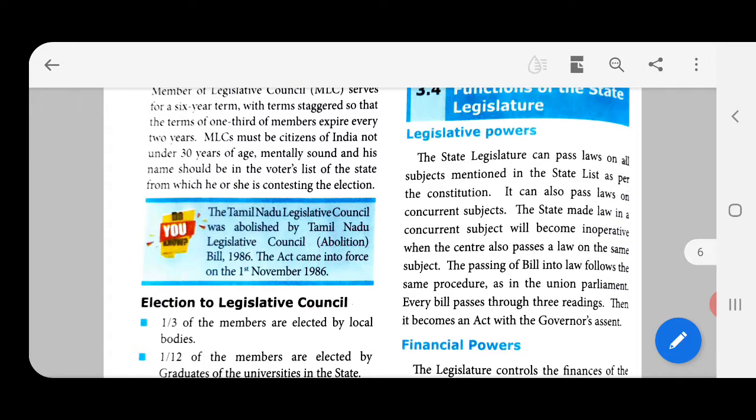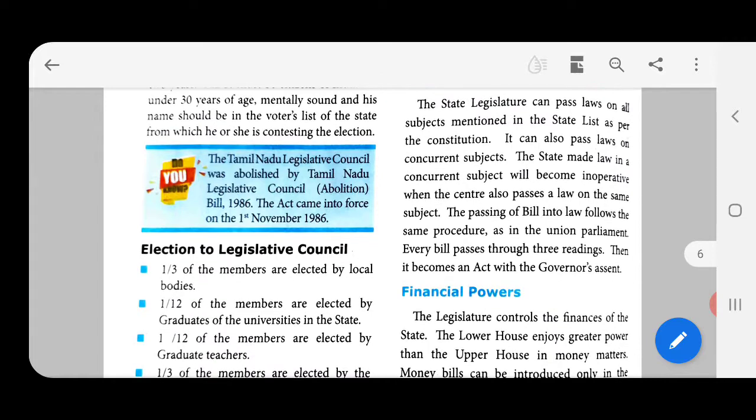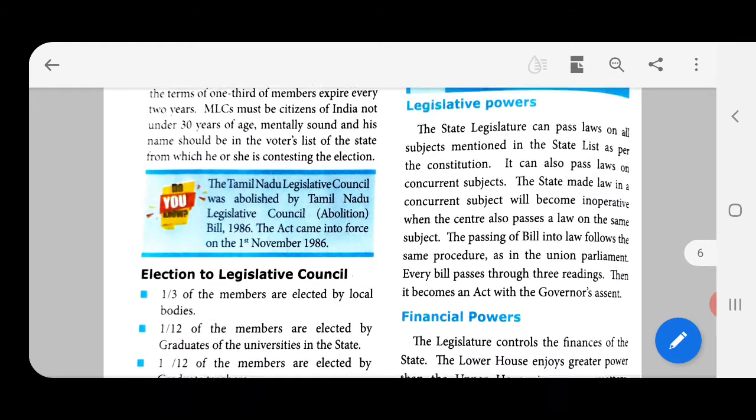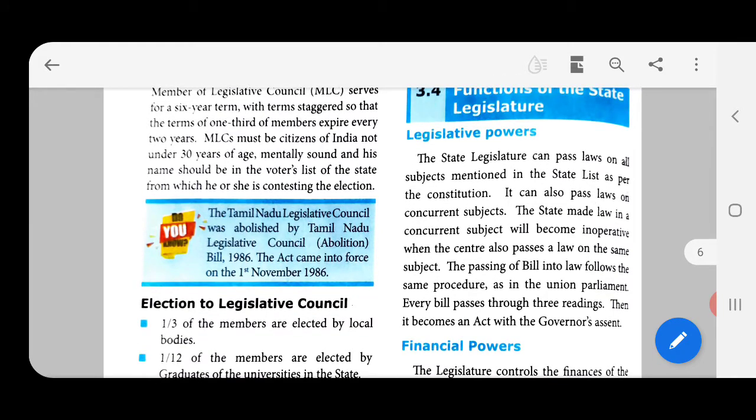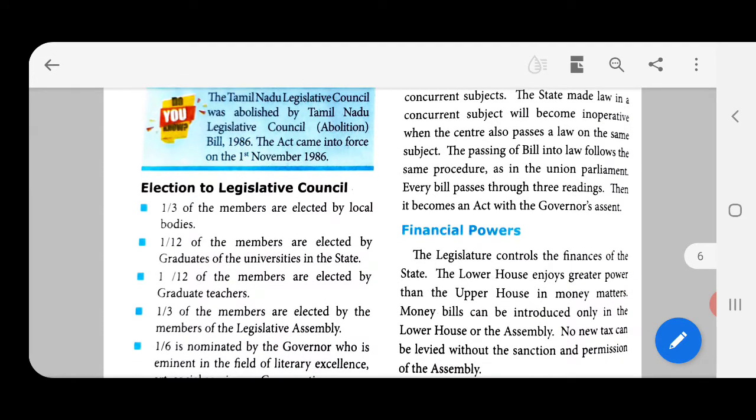MLCs must be citizens of India not under 30 years of age. They should be mentally sound, and their name should be in the voters list of the state from which he or she is contesting the election. So, if a person is from Tamil Nadu, that means the person voting should be in Tamil Nadu or in that constituency. Election to Legislative Council.